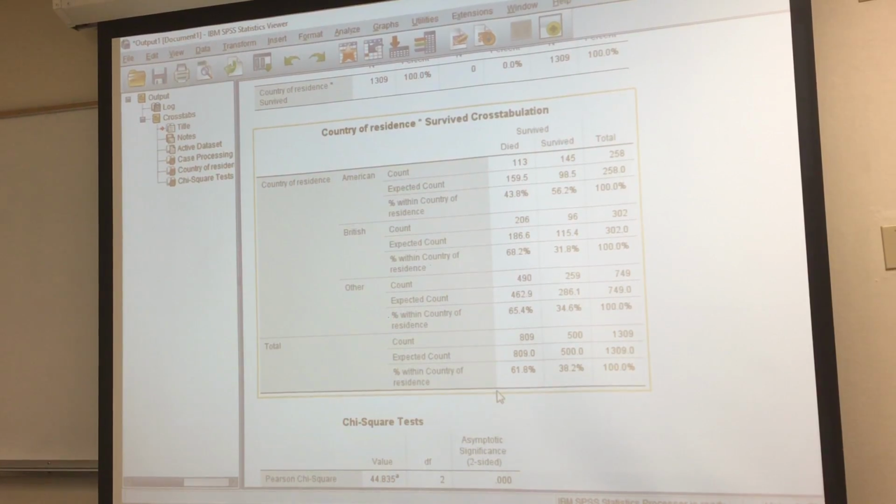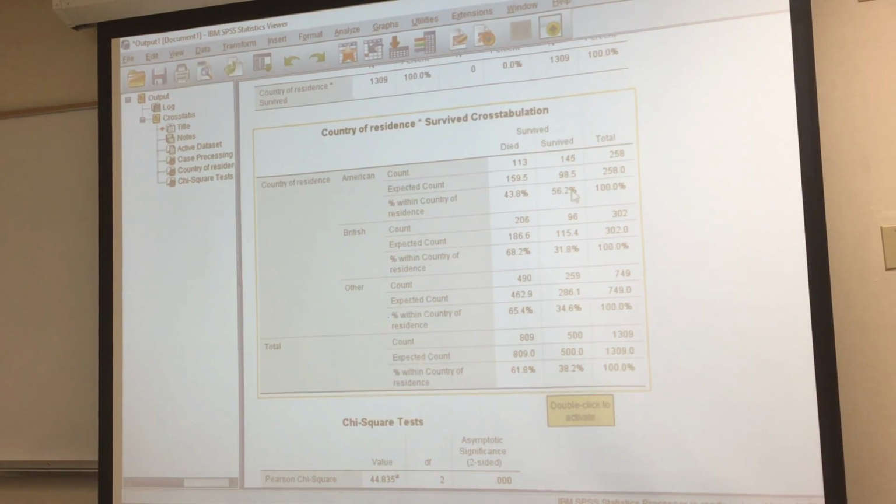How do we calculate that? The number of people who died divided by the total number. And this is the percentage for the people who survived. So 500 divided by 1,309 is 0.382. So that percentage is 38.2%. That's the overall situation. So more people died and fewer people survived.